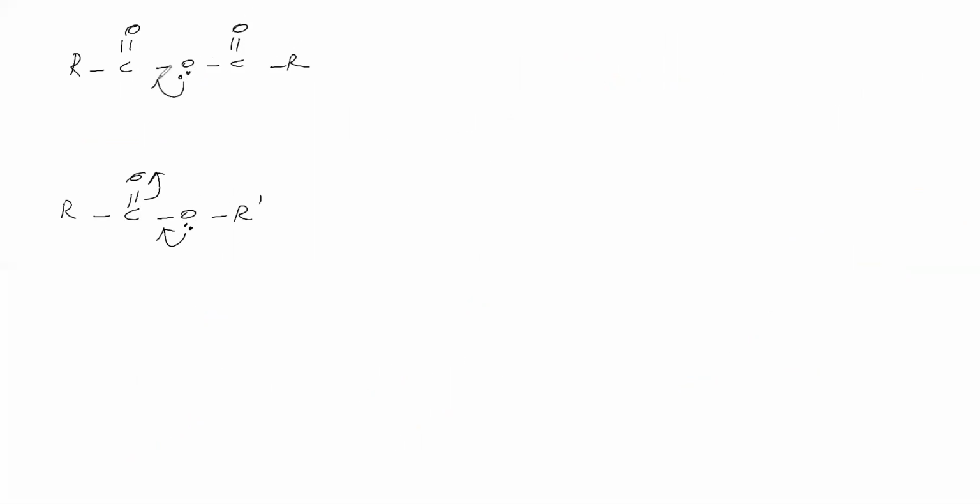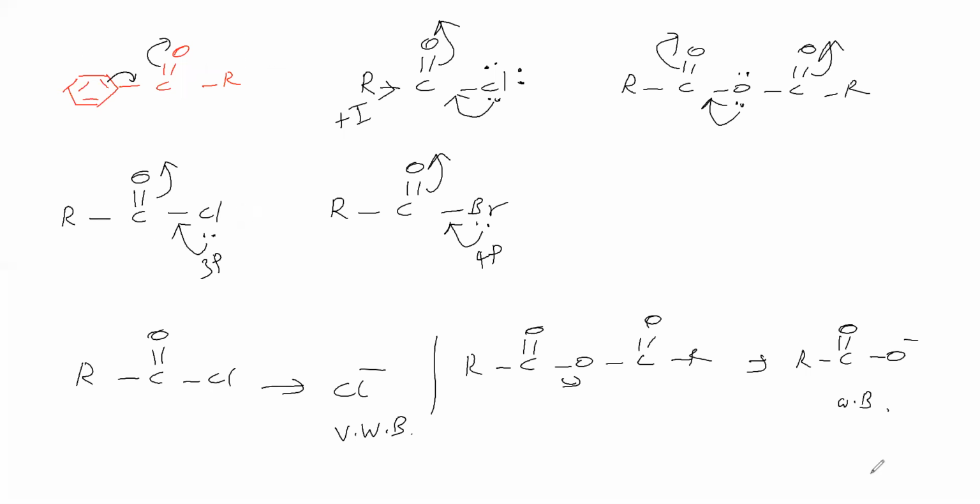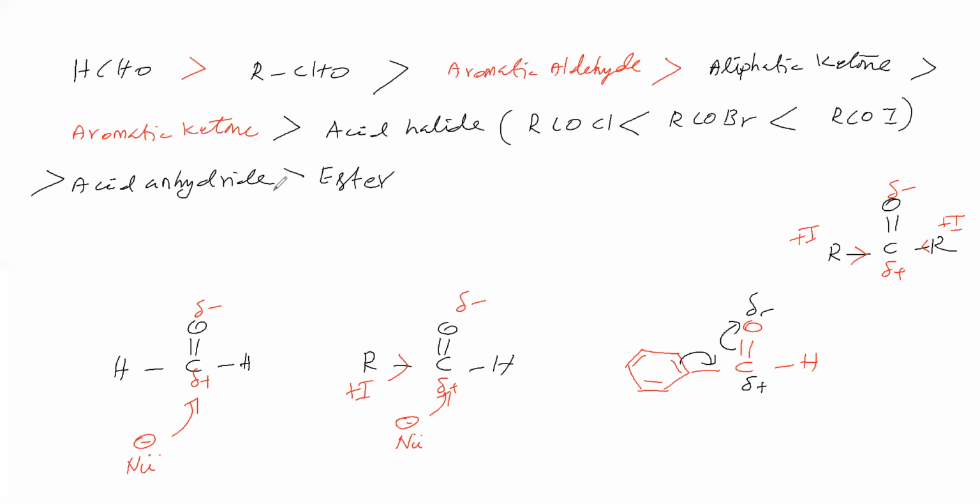Here, resonance is there in both cases. It shows a plus effect, therefore resonance will be more here. This one is an electron withdrawing group, so resonance will be less. Therefore electrophilic nature will be more, so nucleophilic addition will be more when compared to this. So acid anhydride has higher nucleophilic addition than ester.